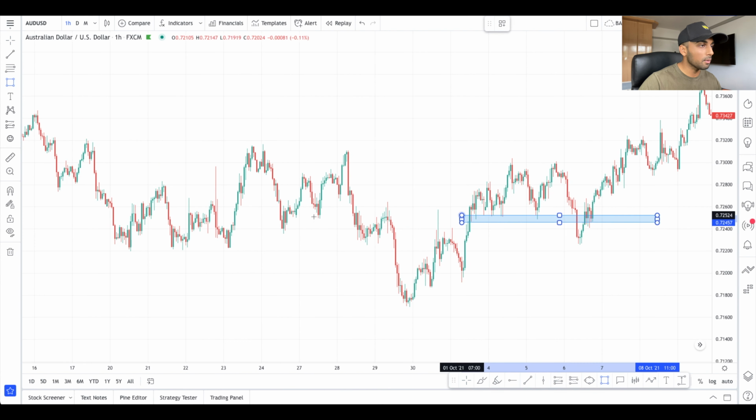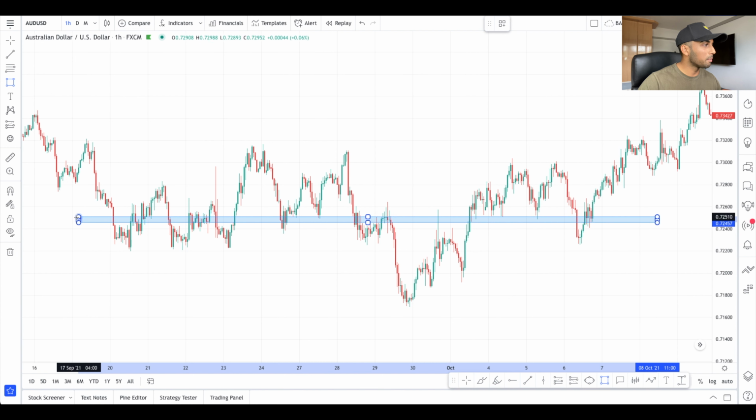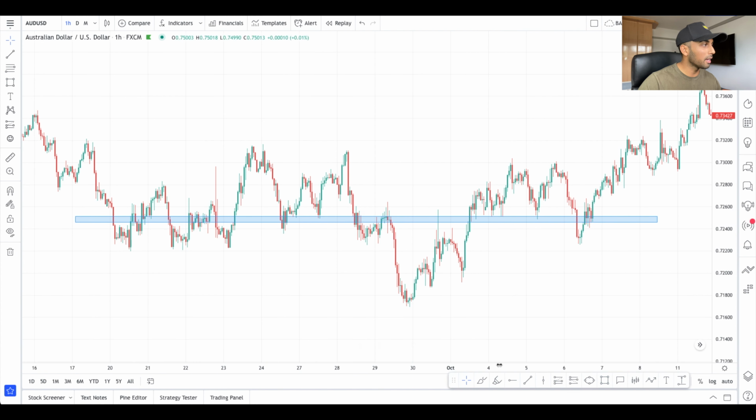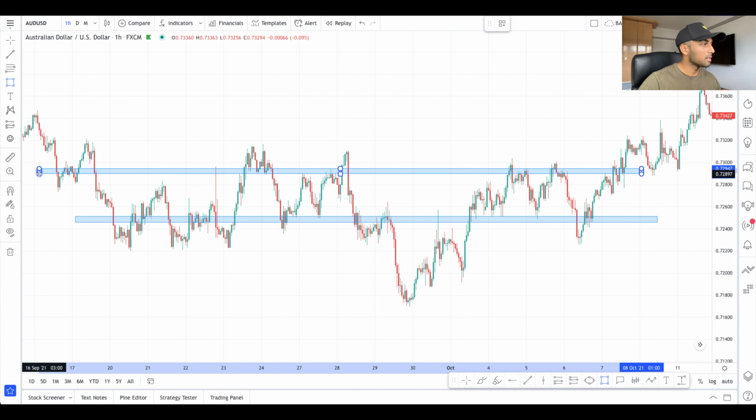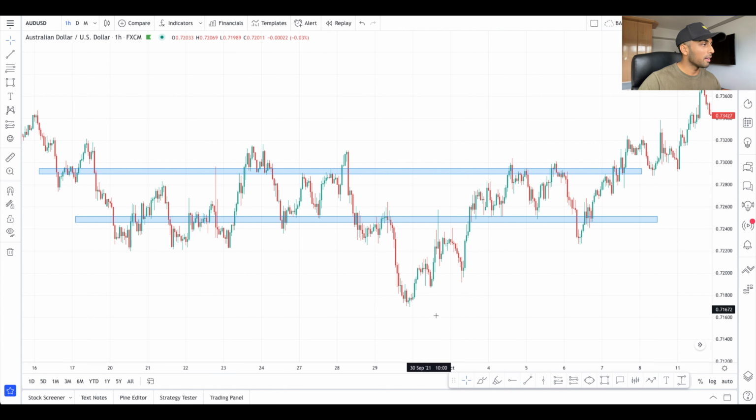So we can see that we've got a nice support level here. We've got a nice level here. We've got another level here. You can see that right there, right? So guys, remember, if you don't have practice at doing this, it is very, very simple. It is essentially just trying to find where you had a likelihood of reversal.